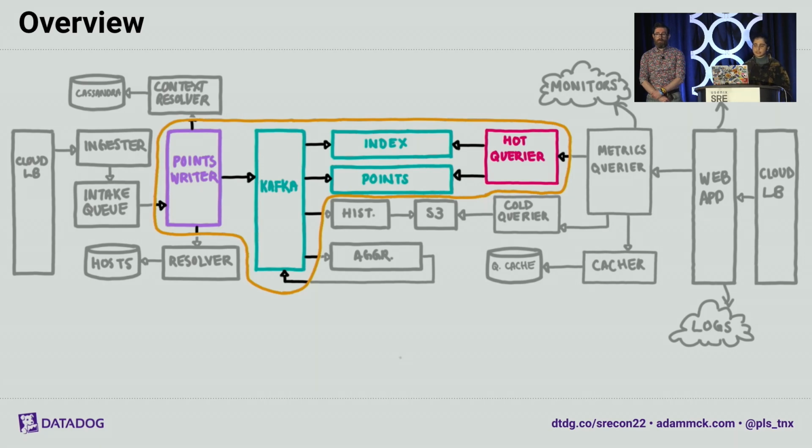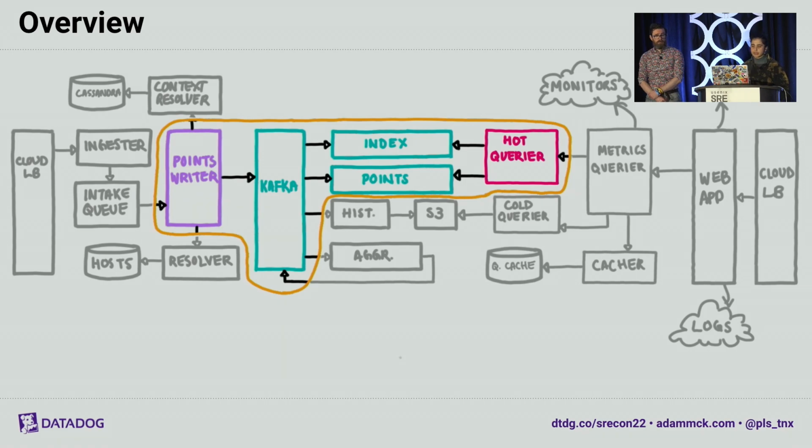The index service consumes all of the incoming data and uses the tags it sees to build a giant index of individual tags to the contexts which contain them. A context is our name for a unique combination of tags. You might ask it for something like, for example, for customer X, give me all of the context IDs with the tags service equals foo and data center equals bar.